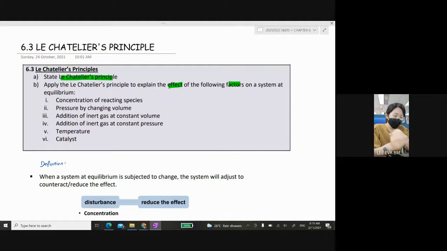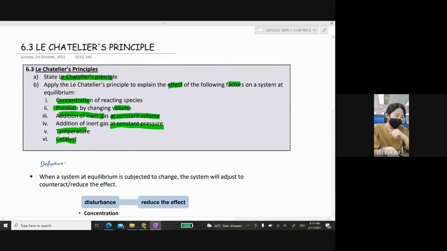Okay, so the factors: we have concentration of a species. We have the pressure or the volume. Pressure and volume are considered as one factor. And then we have the factor of addition of inert gas. Addition of inert gas divides into two: at constant volume and at constant pressure. Then we have the factor of temperature, and the factor of catalyst.